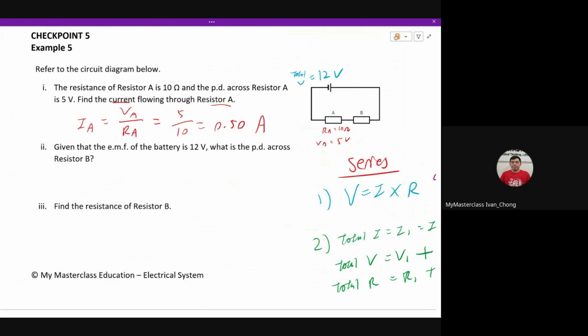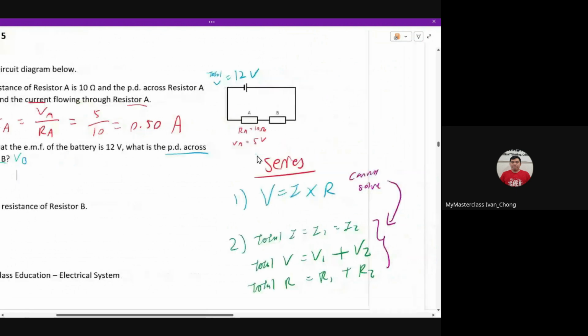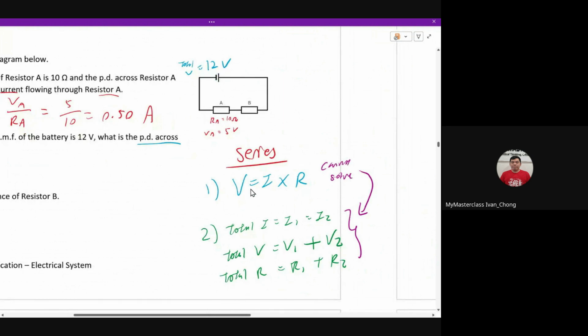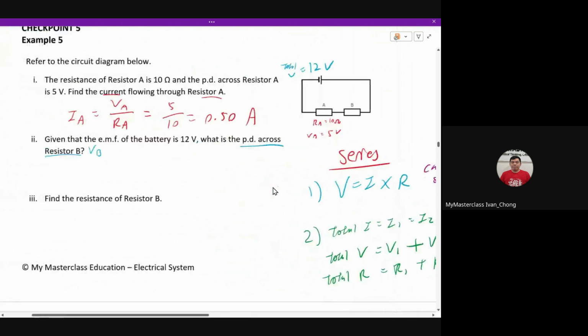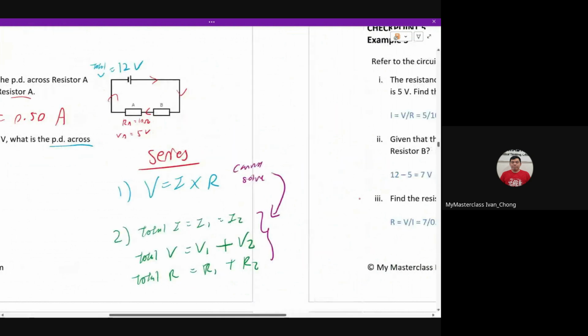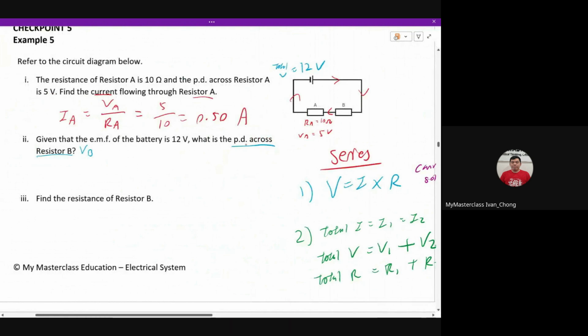This is a series circuit. So first thing, ask yourself, they want to find PD of B. If you forgot, this is VB. Potential difference is just another word for voltage. So if you want to find VB, ask yourself, do I have IB? Technically, yes, because remember, the current flowing through a series circuit is the same. But then ask yourself, do I have RB, the resistance of resistor B? I don't. So since I cannot solve using V equals IR, we want to find VB.